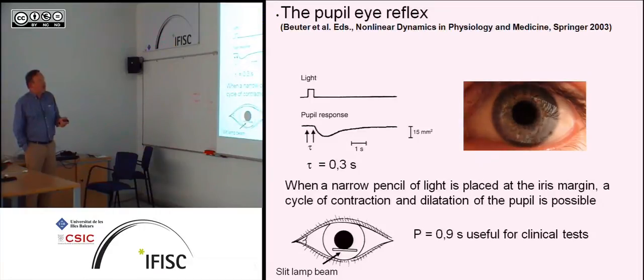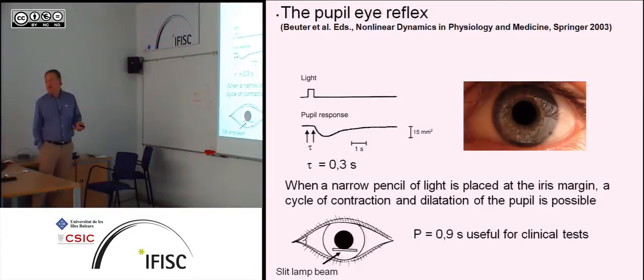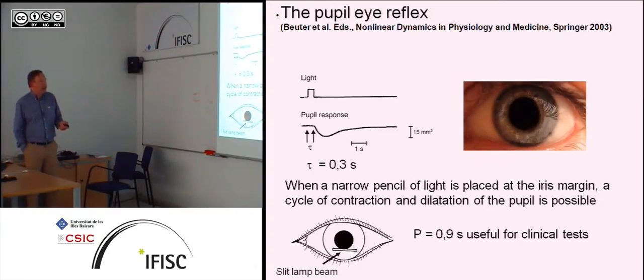You can make a very interesting experiment where you use a slit lamp beam and just hit the corner of the pupil area, because you don't want to disturb the patient or the volunteer, who could be distracted by the pulse of light. If you do so, you can actually induce oscillatory behavior. This is no longer a pulse, it's a constant light. You can induce a sustained oscillatory behavior which has a period of about 0.9 seconds, which is extremely useful for clinical tests of your brain reflex. This is a very non-invasive method.